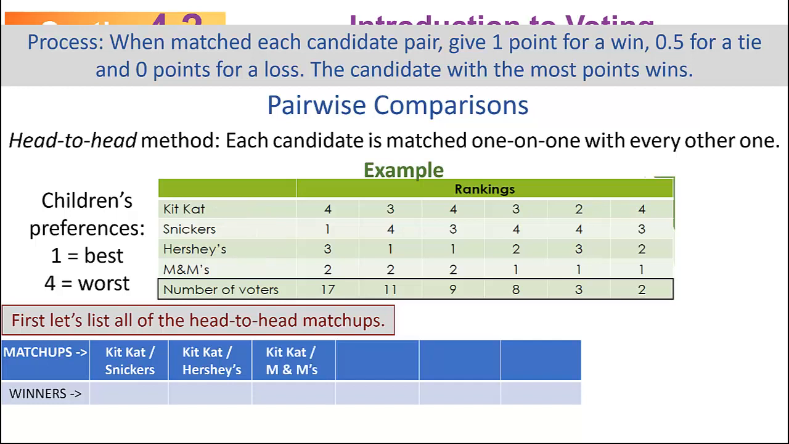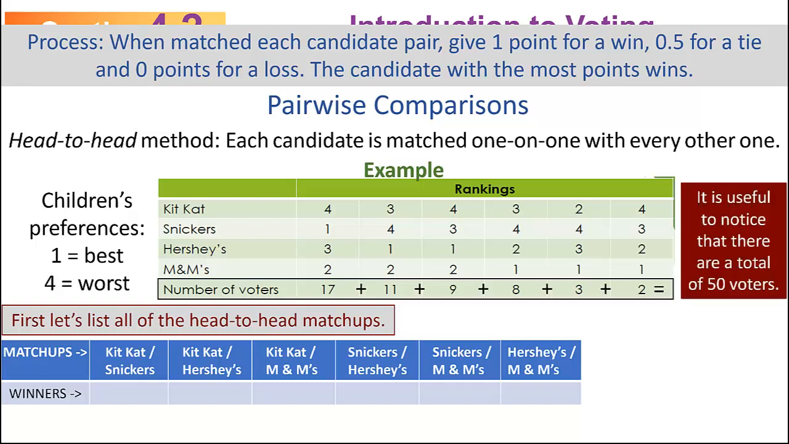So now I'll move down to Snickers. I could match Snickers with Hershey's. I could match Snickers with M&M's. And now the only thing I haven't matched is Hershey's with M&M's. So if you do this in an organized fashion, you can very easily list all the head-to-head matchups. Now you've got to see who wins those head-to-head matchups.